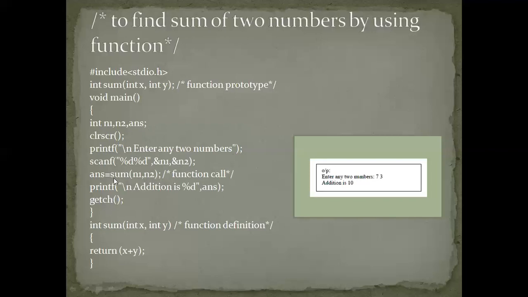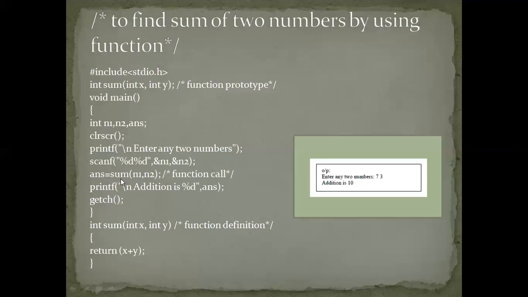Okay, so here answer is equal to, listen carefully, sum of n1 comma n2. What is this? This is a function call. Okay, there are three elements I have told you, right? So this is a function call, and this is a function prototype, and function definition I'll tell. All the three it covers. So function call, we have seen that it should always be within the main function. Okay, so answer is a variable. Here sum of n1 comma n2.